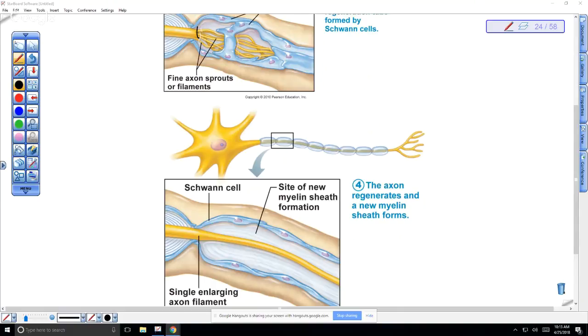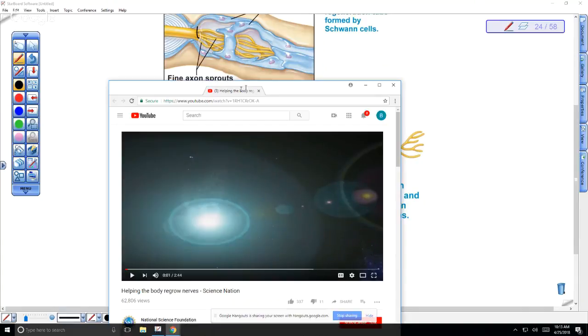And so I'm going to show you just a short, quick video that talks about using cadaver nerves. So you can actually take nerves out of freshly dead people that have not been preserved, and then you can actually use those nerves to create a tube in which the regeneration can occur more quickly.